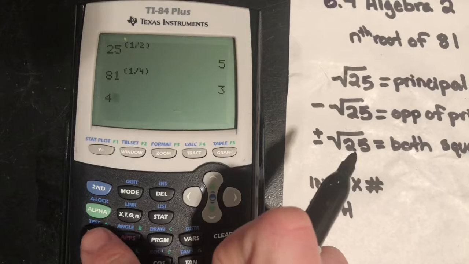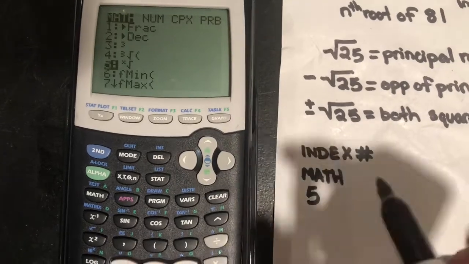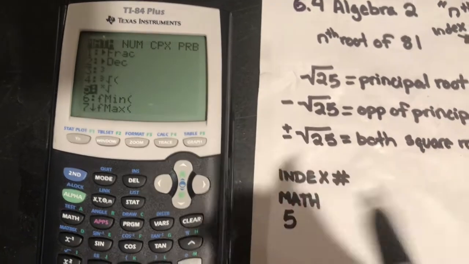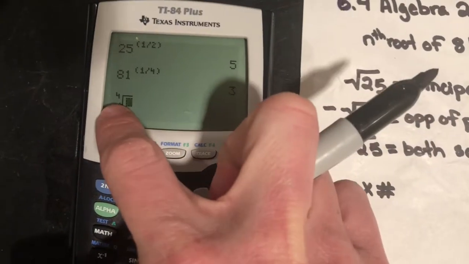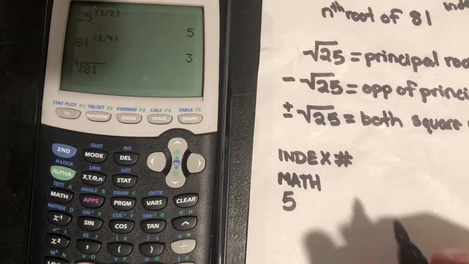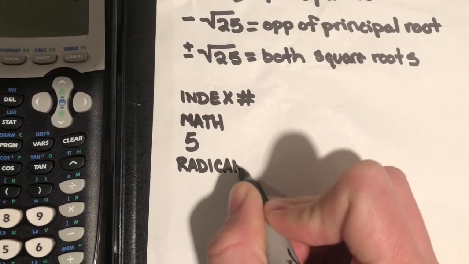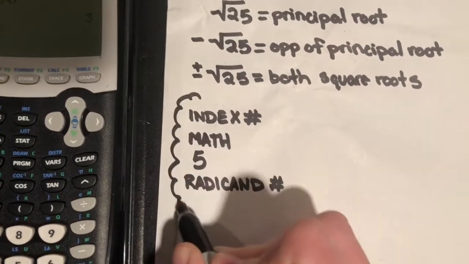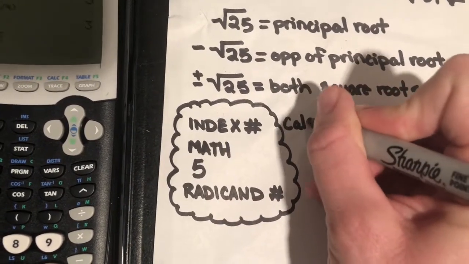So let's do that over here. We're going to go to math. We're going to go all the way down to number 5. Now on your calculator, it might say the xth root of a number, but it's the same thing as the nth root, and you're going to click enter. Now, it shows up in your calculator as the fourth root of. That radicand number is going to be our last thing we're going to type in there. So these right here are calculator steps.